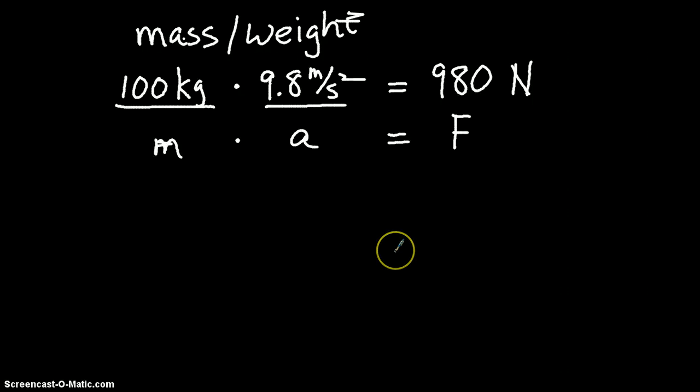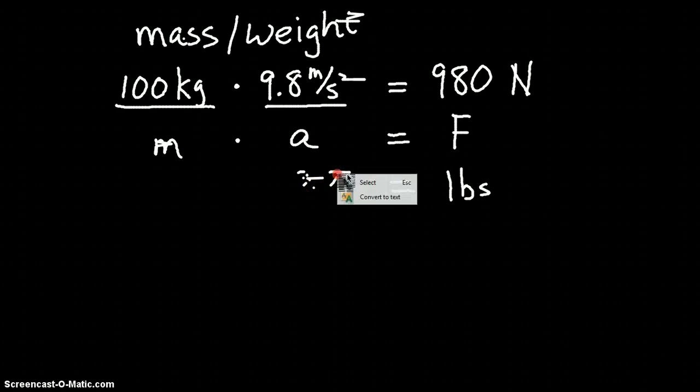So if this was, let's see, how can I do this? If this was pounds, okay, and again, this would be acceleration again. Wow, something is really up with my pen. Let's try this again. Sorry about that. I'm on my Promethean, and something is really wrong with my pen here. All right, here we go. All right, that's the best we can do.